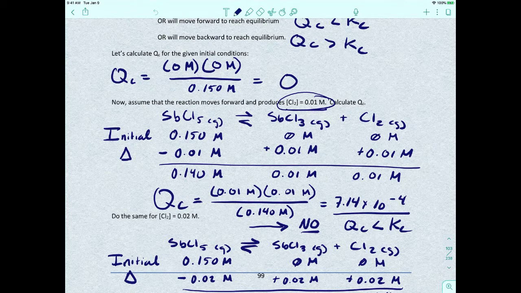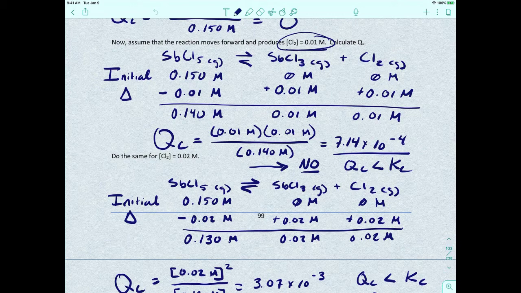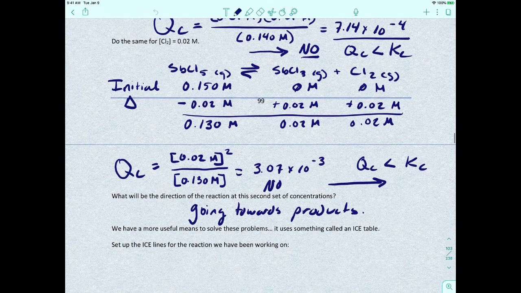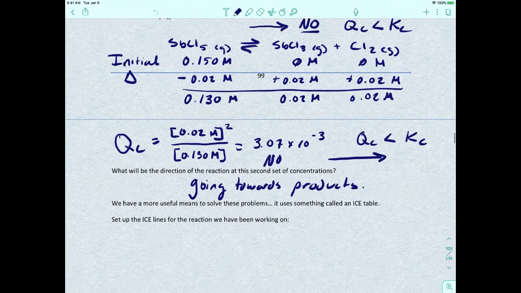So we said, what if at equilibrium the concentration of Cl2 is 0.01 molar? How close are we to equilibrium? Well, we weren't close. And then we tried 0.02 molar for the concentration of Cl2, and we still weren't that close. So now that we remember how to use the quadratic formula, let's apply the quadratic formula here. Let's see how this works.